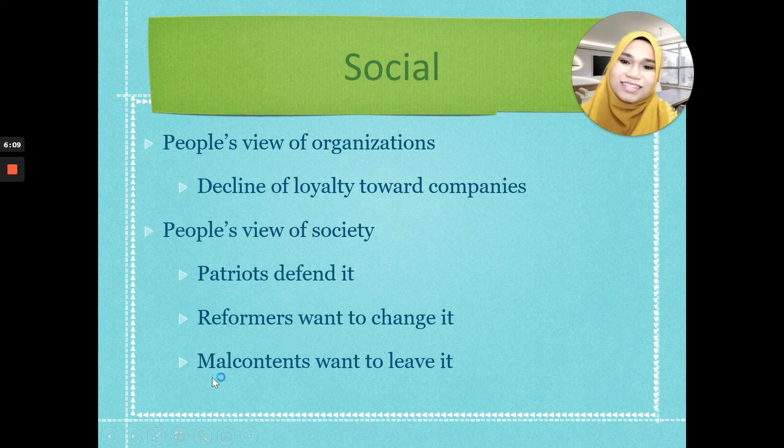While some others are the malcontents. The malcontents are the ones who are rebellious. They are normally complainers, and they don't want to stay in the country. They just wanted to go somewhere else.